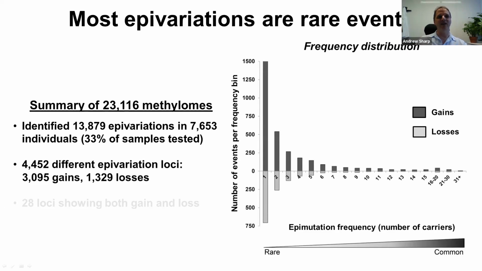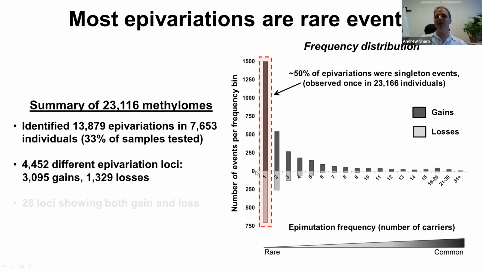These nearly 14,000 epivariation calls occurred at about 4,500 unique loci in the genome. We see about a 2-fold excess of gains to losses. That may largely be driven by the fact that the array we're using is targeting gene promoters, which inherently tend to be unmethylated. And so obviously at an unmethylated locus in the population, you can only ever see gains.